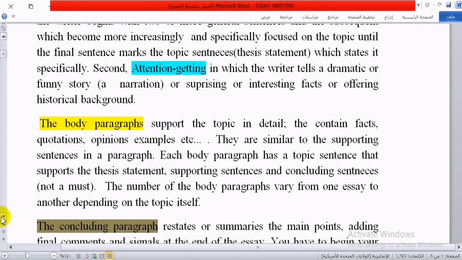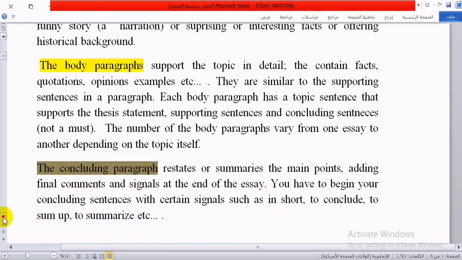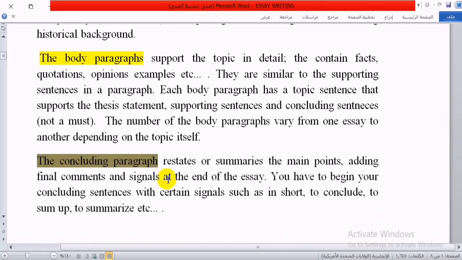But personally, I prefer that a good essay has three paragraphs. So I recommend you write three paragraphs, and one introductory paragraph and one concluding one, so they become five. Finally, we end our essay with a concluding paragraph, which restates or summarizes the main point or repeats the introductory paragraph in different words, keeping the same meaning, in which we add final comments and start this paragraph with certain signals, such as to conclude, in short, in brief, to sum up, to summarize, etc.